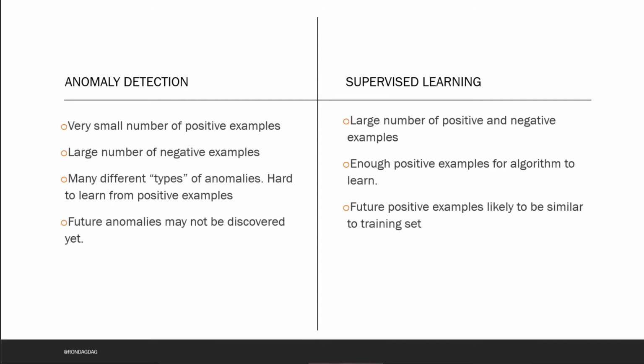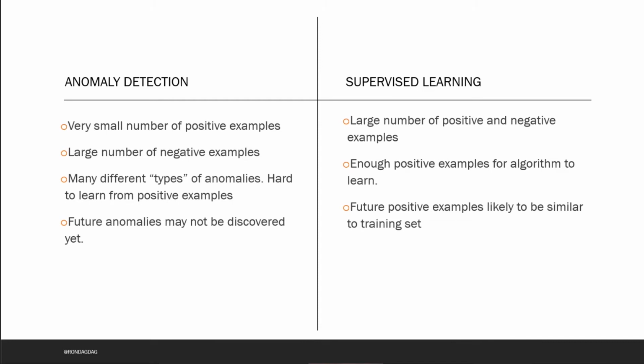On the other hand, if there are a large number of positive and negative examples, almost equal in size, then it makes sense to do supervised learning. When there's a larger number of negative examples, of course, it makes sense to use anomaly detection algorithms. And when there are many different types of anomalies and it's hard to learn from positive examples, sometimes you haven't understood the whole data, you're trying to figure out the different types, and you haven't discovered everything yet, it makes sense to use anomaly detection algorithms.